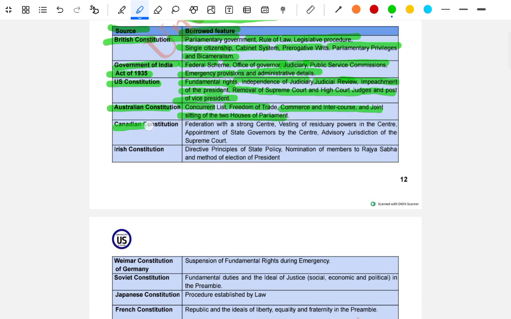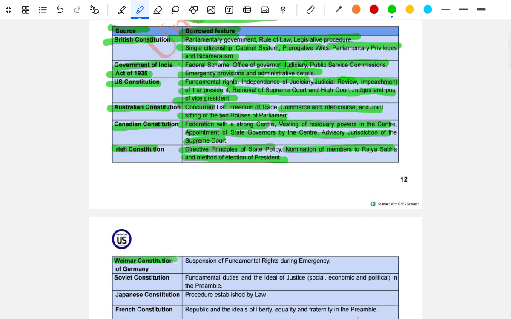The Canadian Constitution: federation with a strong centre, vesting of residuary powers in the centre, appointment of state governors by the centre, and advisory jurisdiction of the Supreme Court. The Irish Constitution: directive principles of state policy, nomination of members to the Rajya Sabha, and the method of election of the President.